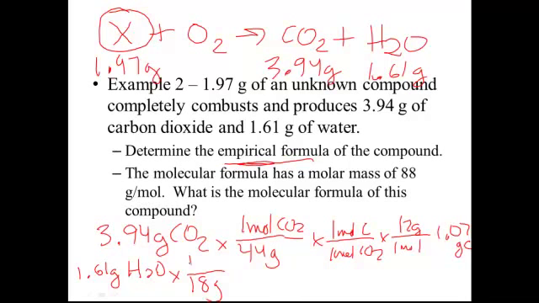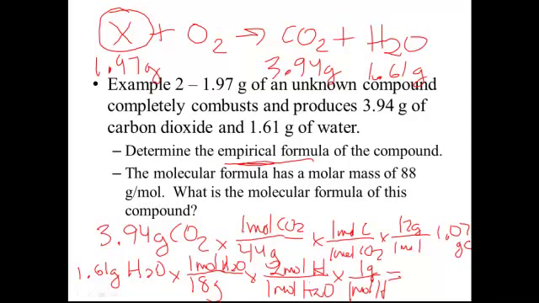There are 18 grams in 1 mole of water. From the formula for water, we know that 1 mole of water contains 2 moles of hydrogen atoms, and a mole of hydrogen atoms has a mass of 1 gram. So now we're going to take 1.61 divided by 18, multiply by 2, and we get 0.179 grams of hydrogen atoms in our compound.